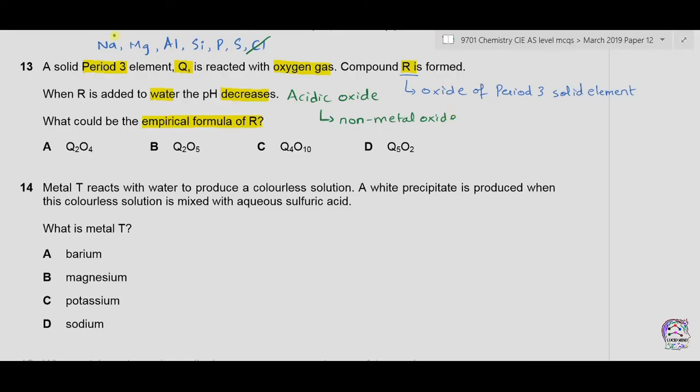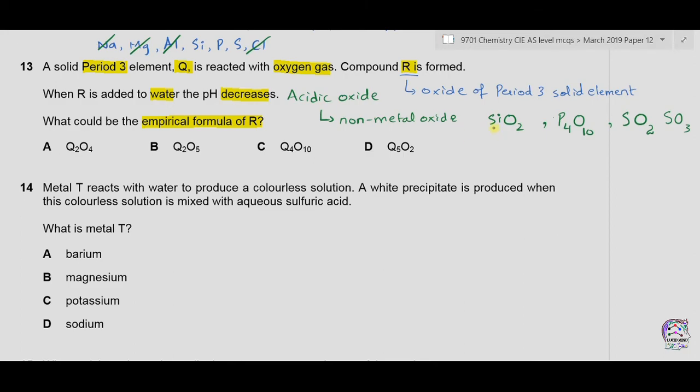So it means it is not sodium, it is not magnesium. As these are basic oxides, the oxide of aluminum is amphoteric in nature, so it is not aluminum oxide. So only options left are silicon, phosphorus and sulfur. If it is silicon, then silicon reacts with oxygen to form SiO2. If it is phosphorus, it reacts with oxygen to form P4O10. If it is sulfur, it will react with oxygen to form sulfur dioxide or sulfur trioxide.